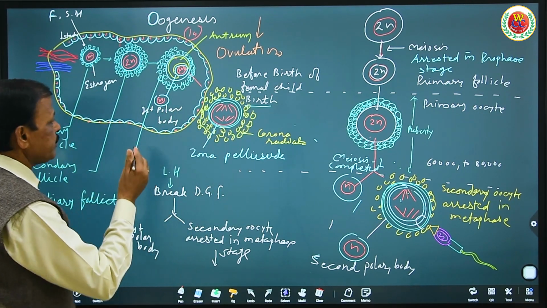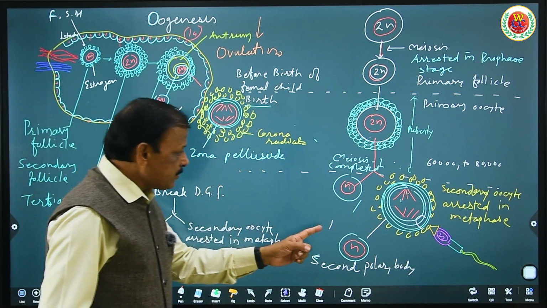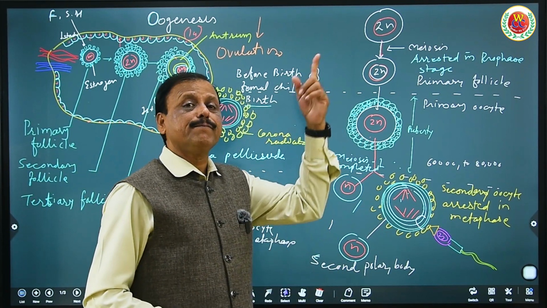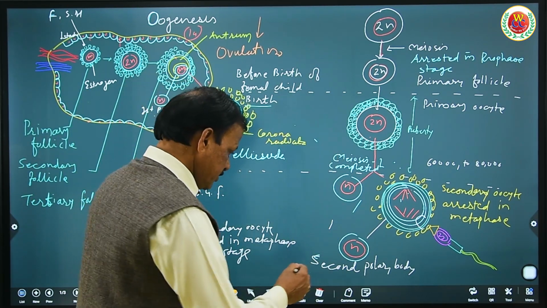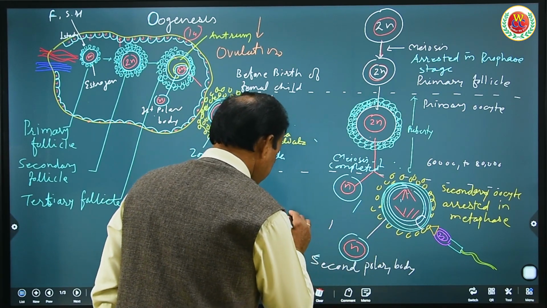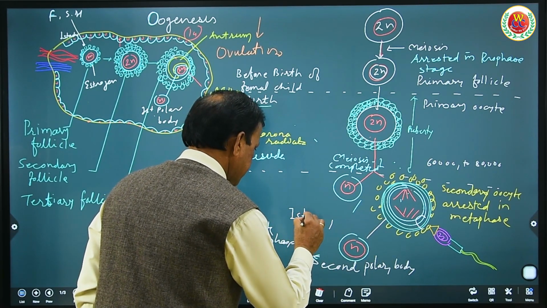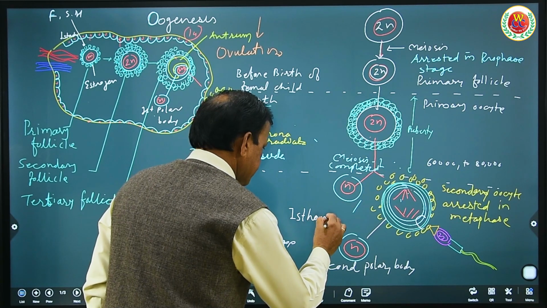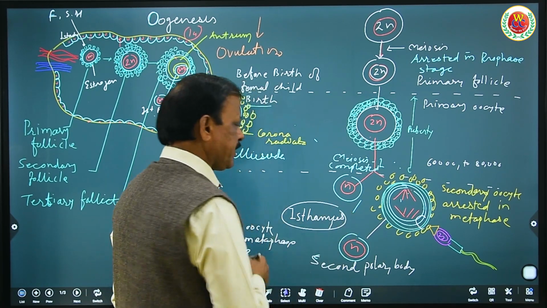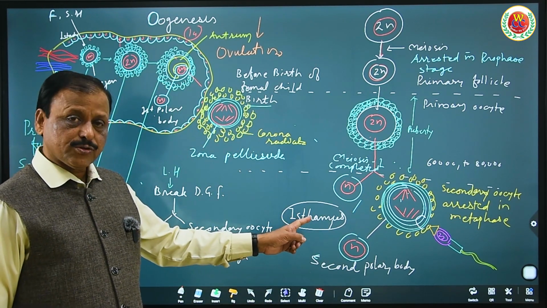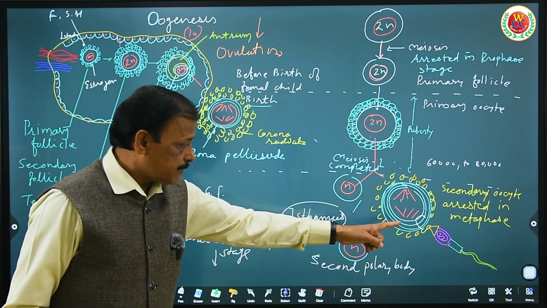So where does first polar body produce? In ovary. Where does this second polar body produce? In fallopian tube, isthmus. So fertilization occurs in isthmus of the fallopian tube. That is called ampullary isthmus junction when sperm encounters.